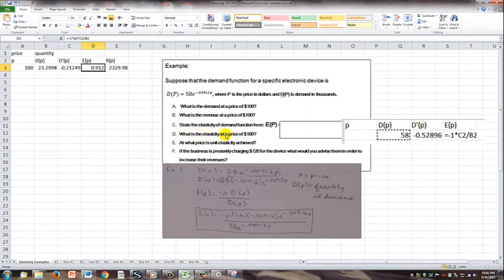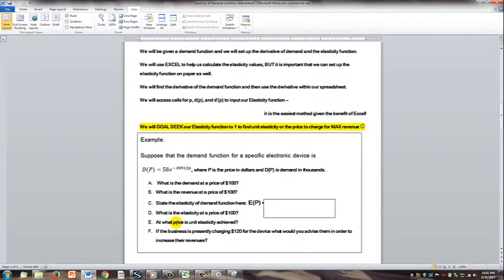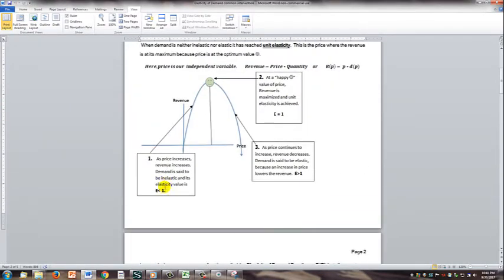What is the elasticity at a price of $100? And it is 0.912. So if you recall, when elasticity is less than 1, then the demand is inelastic. That means that price is increasing and revenue is increasing, even if the quantity of demand is going down. So we have demand is inelastic here.